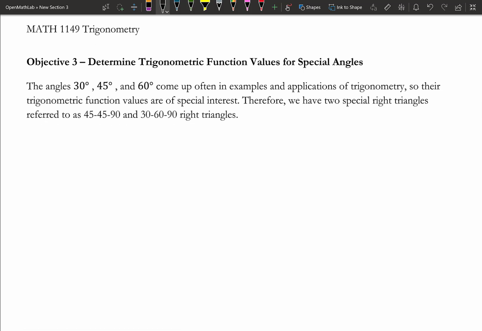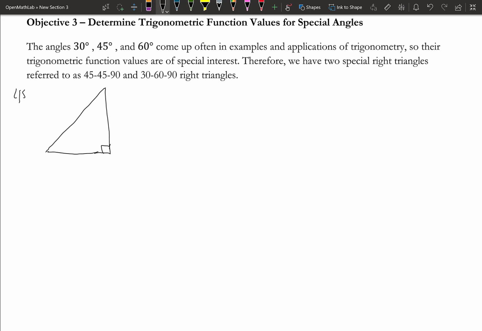So the first one is the 45, 45, 90. These two degrees measure the same. One way to show that is by the dash through it, so that's showing that those are the same. Or we could label it, that's 45 degrees and that's 45 degrees. One nice easy one to remember is the hypotenuse is 2, and the legs are square root of 2. So you should definitely know this triangle.